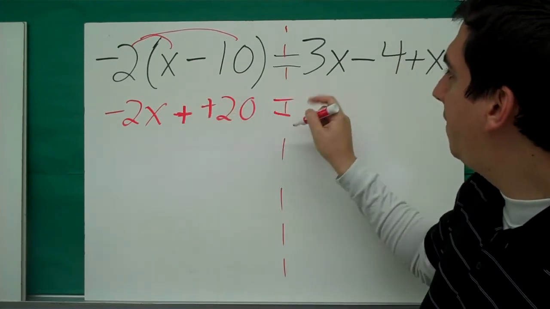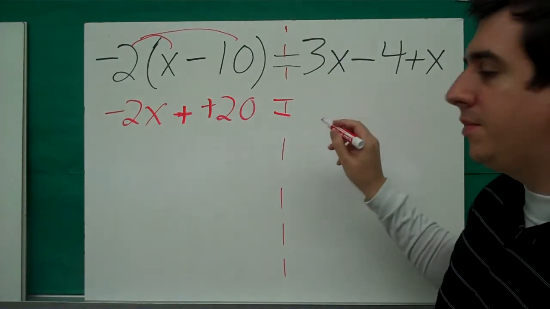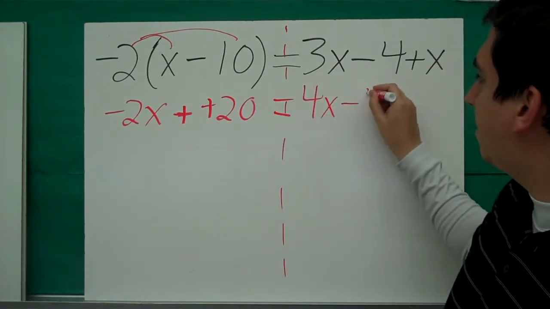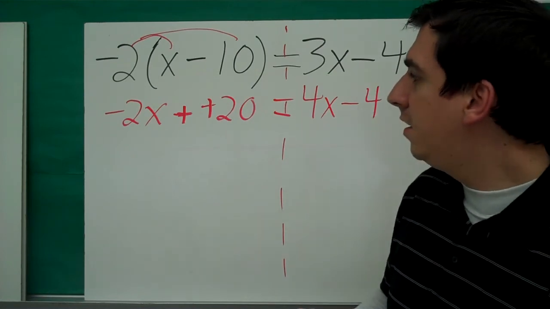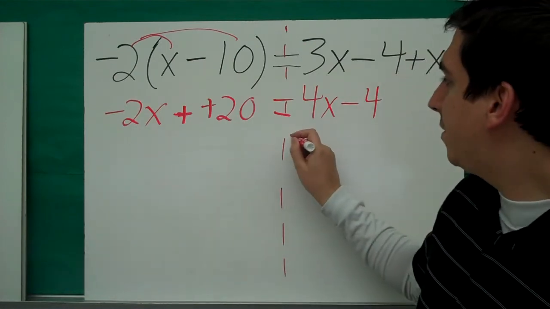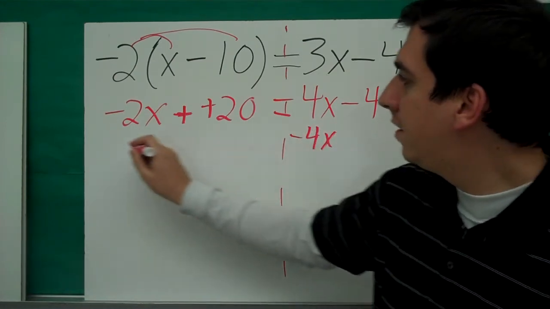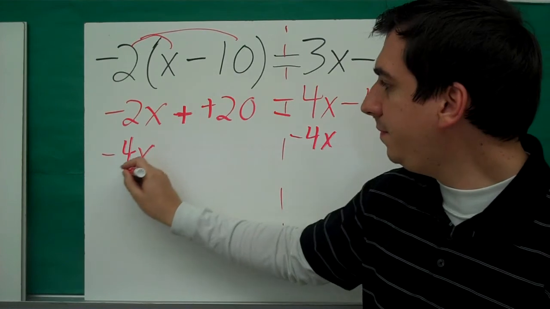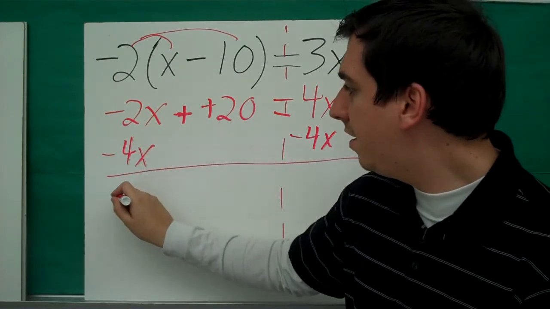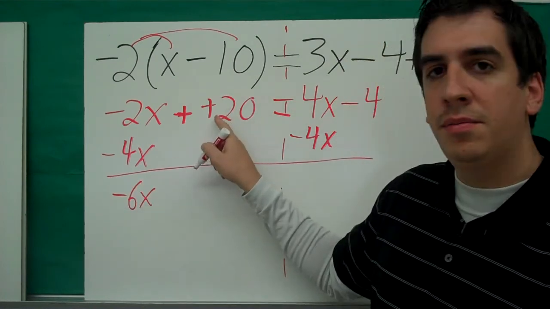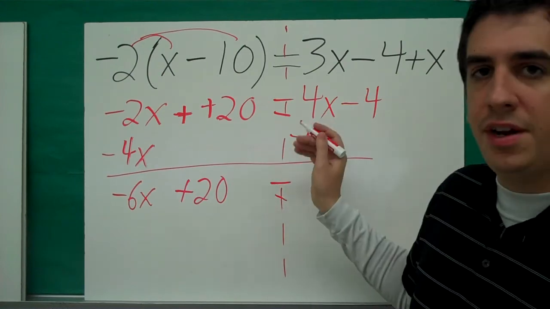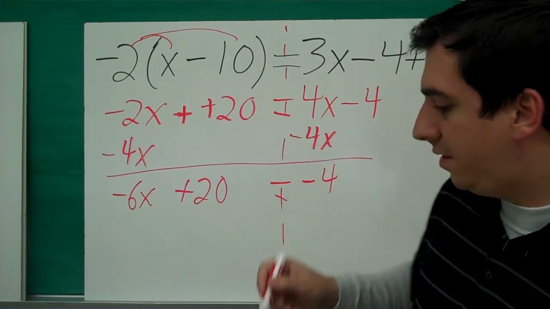Over here on the right, 3x and x are like terms, so I have 4x. And -4 stays by itself, so -4. And now I want to move my variables from the right to the left. So I'll subtract the 4x from both sides. -2x minus 4x, I would get -6x. Plus 20 comes straight down. And on the right side I have -4 left.